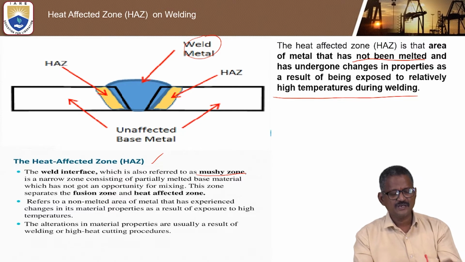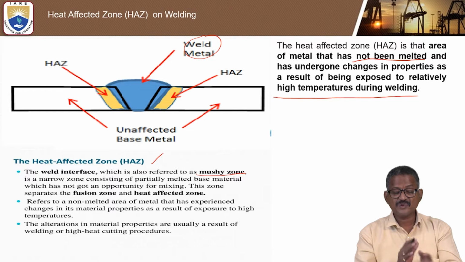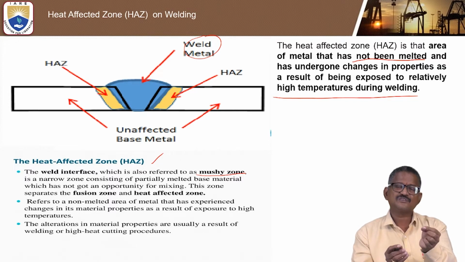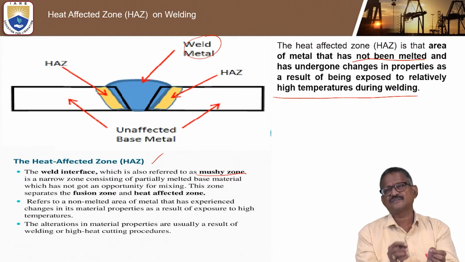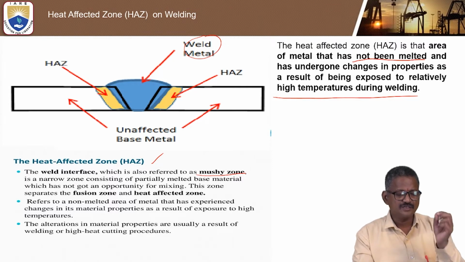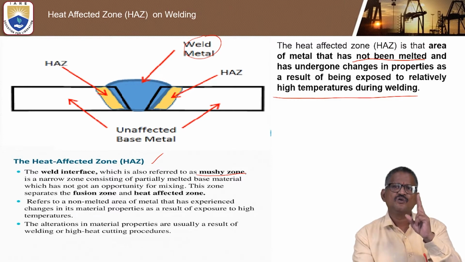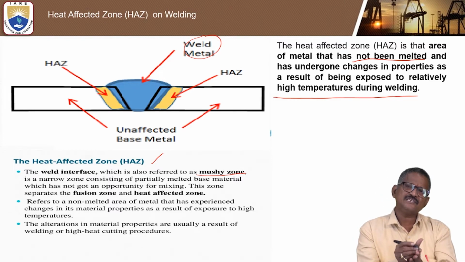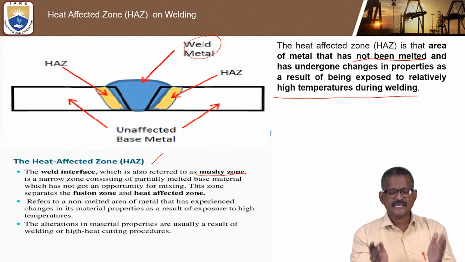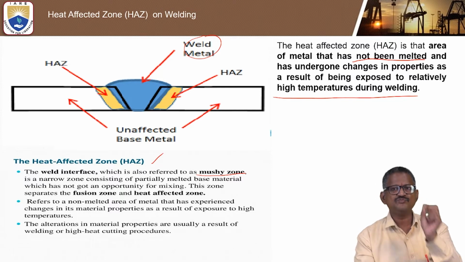That is because it has not had an opportunity for mixing. The electrode or filler rod and this metal will not mix properly, so the zones separate into the fusion zone and the heat affected zone. There are two zones: one is fusion, where the metal melted and fusion takes place, and then there is the heat affected zone. This is the weld interface occurring at the mushy zone.